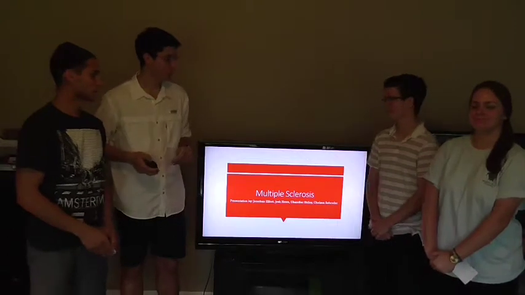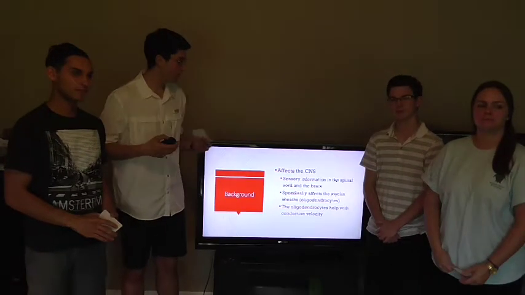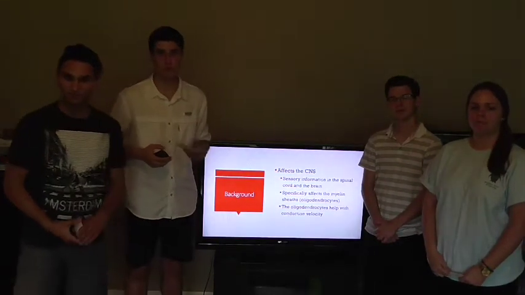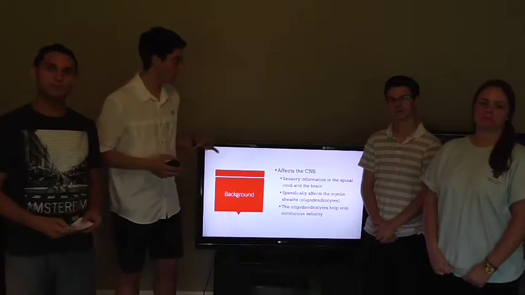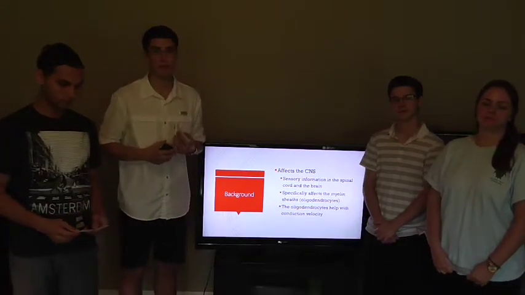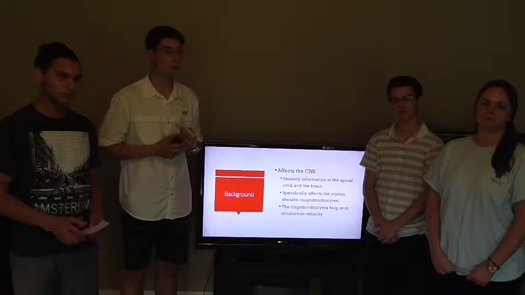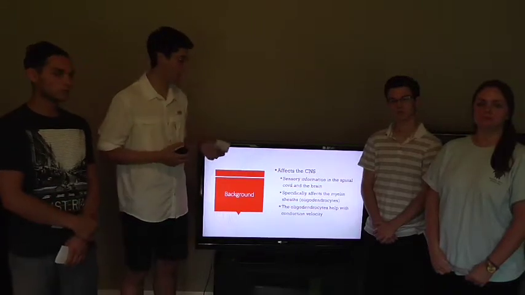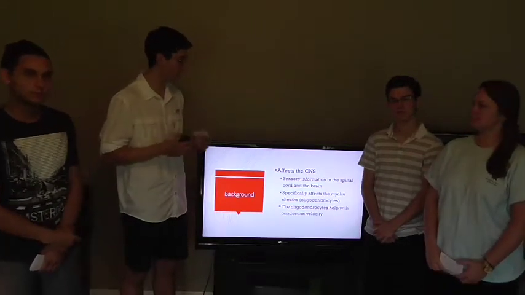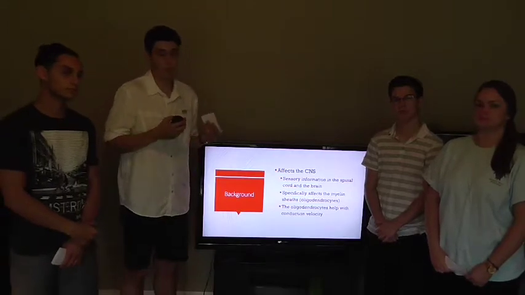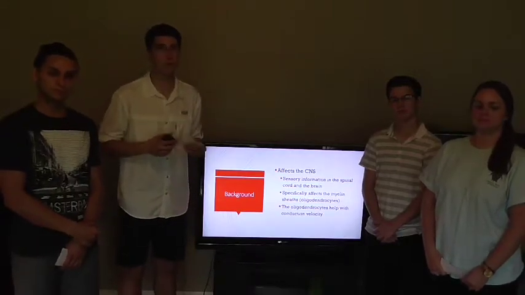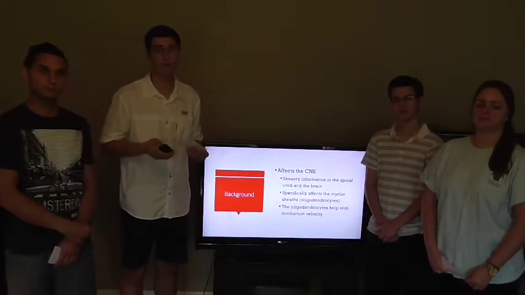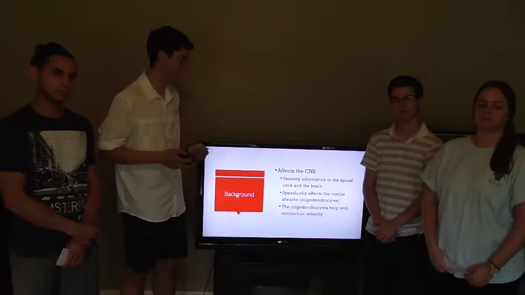And today we're going to talk about MS. MS specifically affects the central nervous system, the oligodendrocytes. What the central nervous system does is that it sends the information between the spinal cord and the brain. And what the oligodendrocytes do are just more specific to the central nervous system, whereas the Schwann cells that you might get confused with are from the peripheral nervous system.